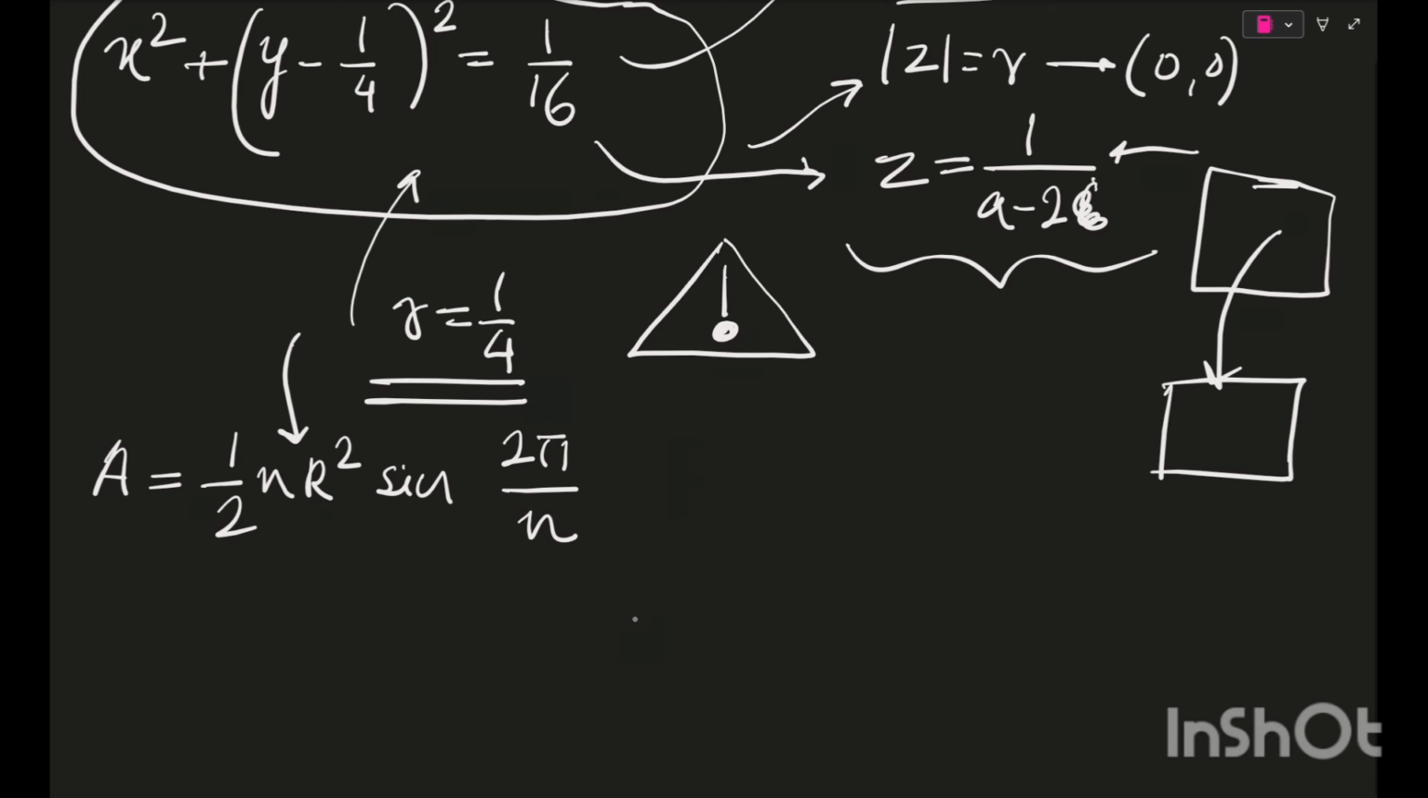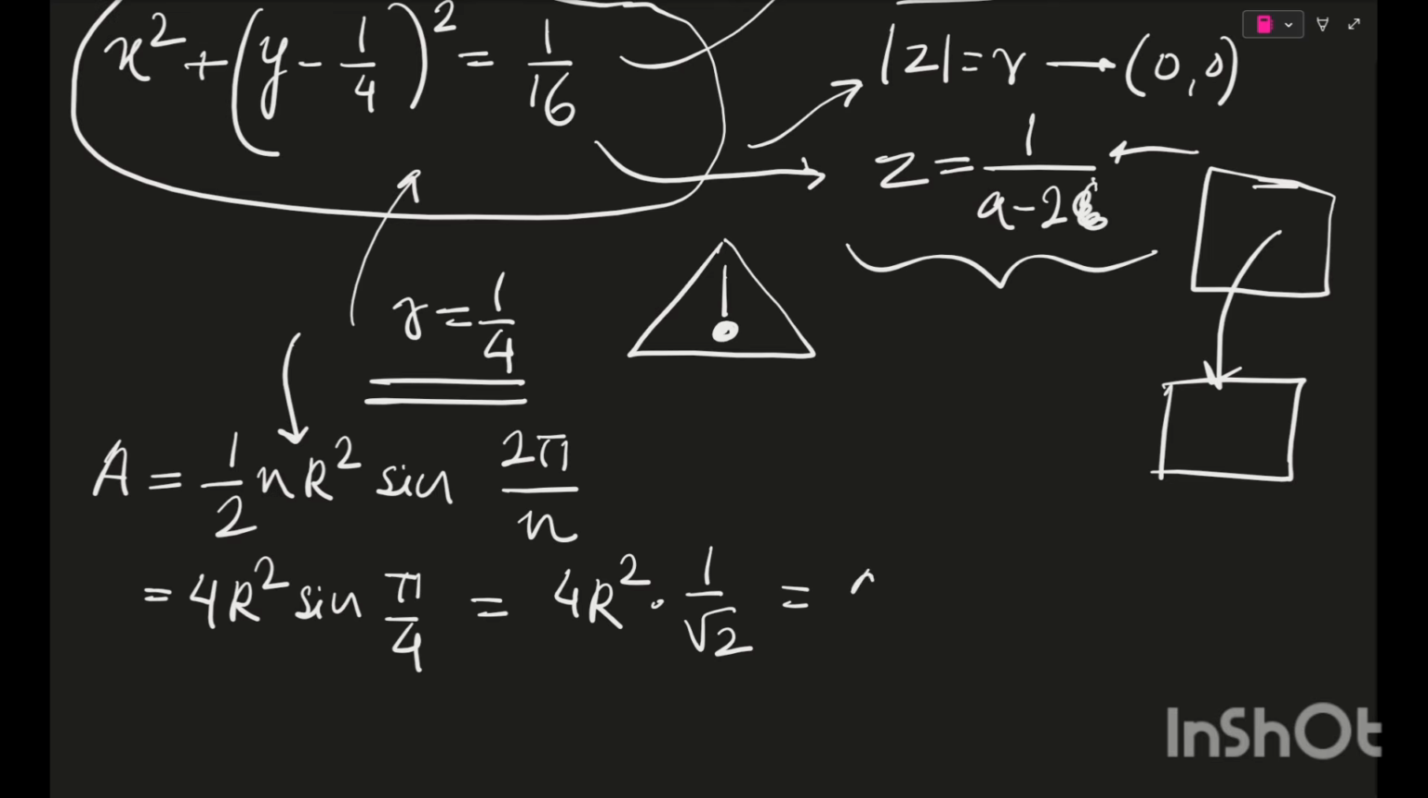Afterwards, we can deal with whatever comes in advance, because this is important for your mains. This question can come in your mains also. Please be aware. So here n is equal to 8, which means 4 capital R square sine pi by 4, which is 4 capital R square times 1 by root 2, and this is equal to 2 root 2 capital R square, and capital R obviously here is 1 by 4, so 1 by 16, which means root 2 by 8.